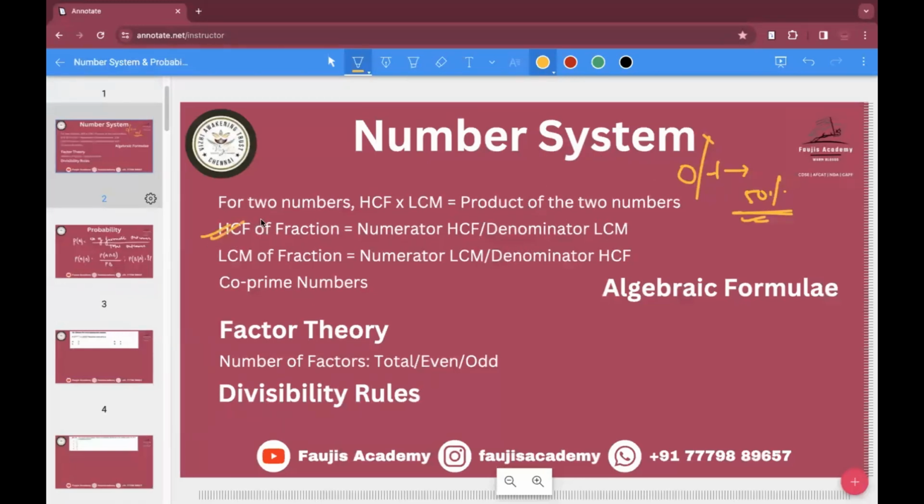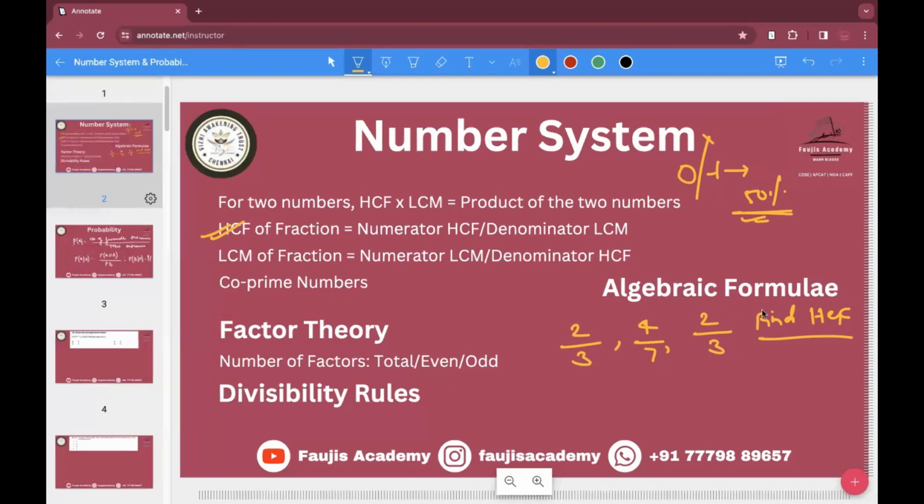Now we are over here, HCF of a fraction. This is the formula, remember it. Until now we were dealing with numbers. Now let me write something like this: 4 by 7, 2 by 3. These are the 3 numbers, find HCF. And I tell you, this is a direct question in both your CDS mathematics and AFCAT mathematics.